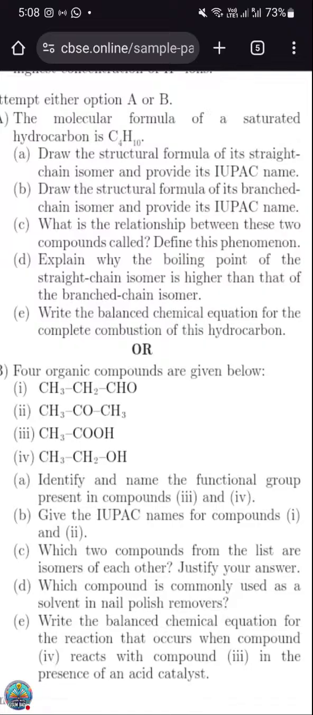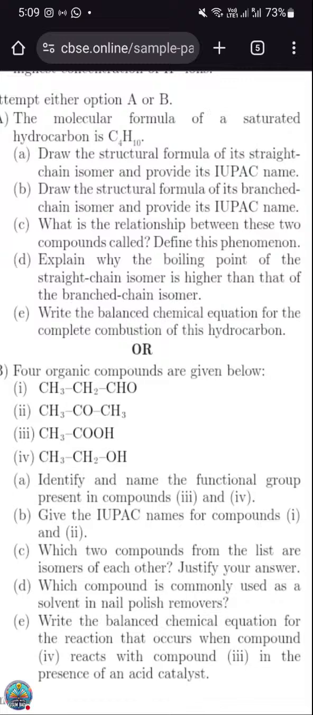Next, write the balanced chemical equation for complete combustion of this hydrocarbon. Whenever something undergoes combustion, carbon dioxide is produced. Simply you can write the reaction like C4H10 plus oxygen. For combustion, oxygen is needed. When we burn it with oxygen, it produces carbon dioxide and water. No need of balancing here, only the equation is sufficient.